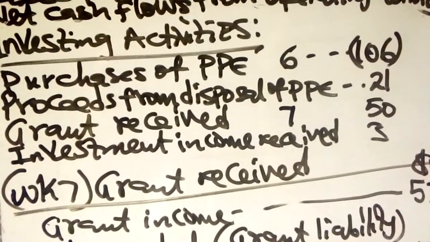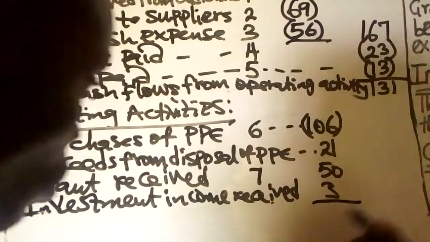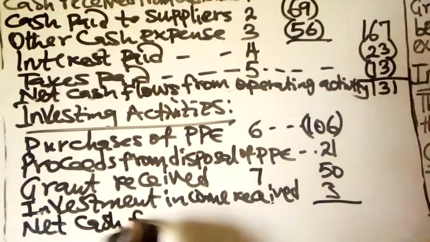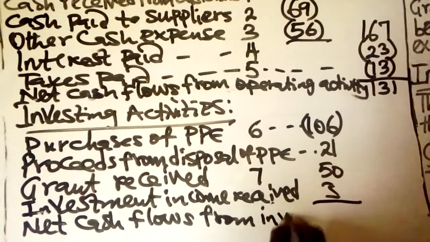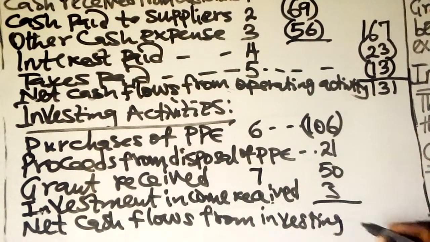Then after this adjustment: minus 106 plus 21 plus 50 plus 3. Then you have minus 32. That minus 32 is the net cash flows from investing activity, which is minus 32.